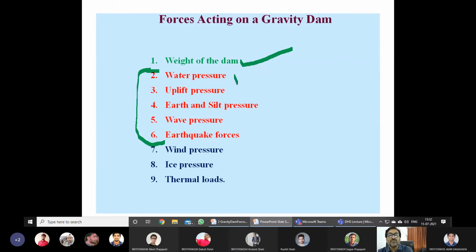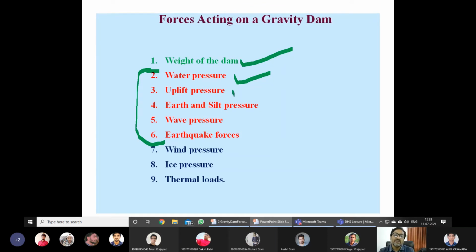So water pressure, which water? The water stored in the reservoir on the upstream side. That water exerts pressure onto the dam wall. So that water pressure needs to be calculated. This is a destabilizing horizontal force.